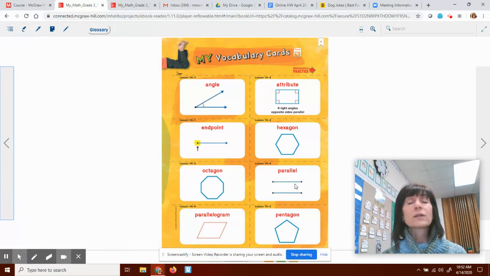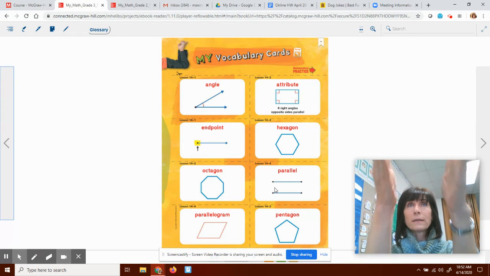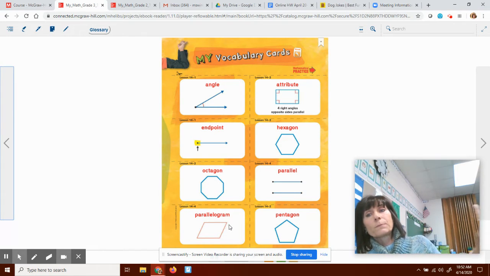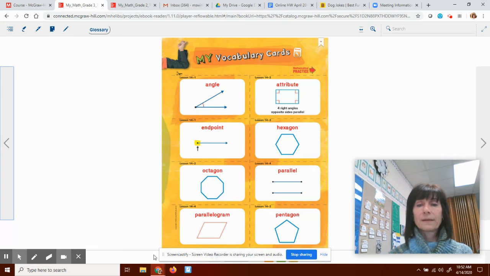They are the lines that'll never ever meet. They have endpoints that they can go on and they have the same distance and they'll never ever intersect or come together. A parallelogram, I always say it reminds me of a rectangle somebody just kind of pushed on its side. A pentagon has 5 sides.